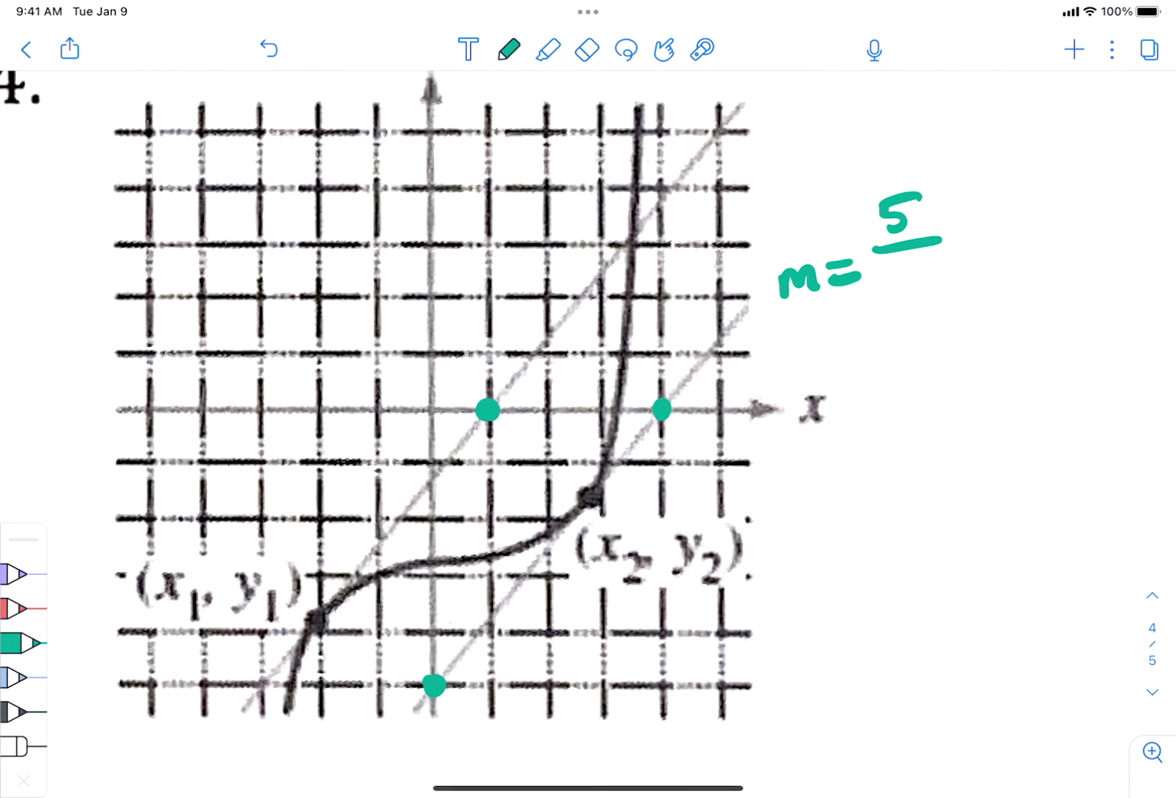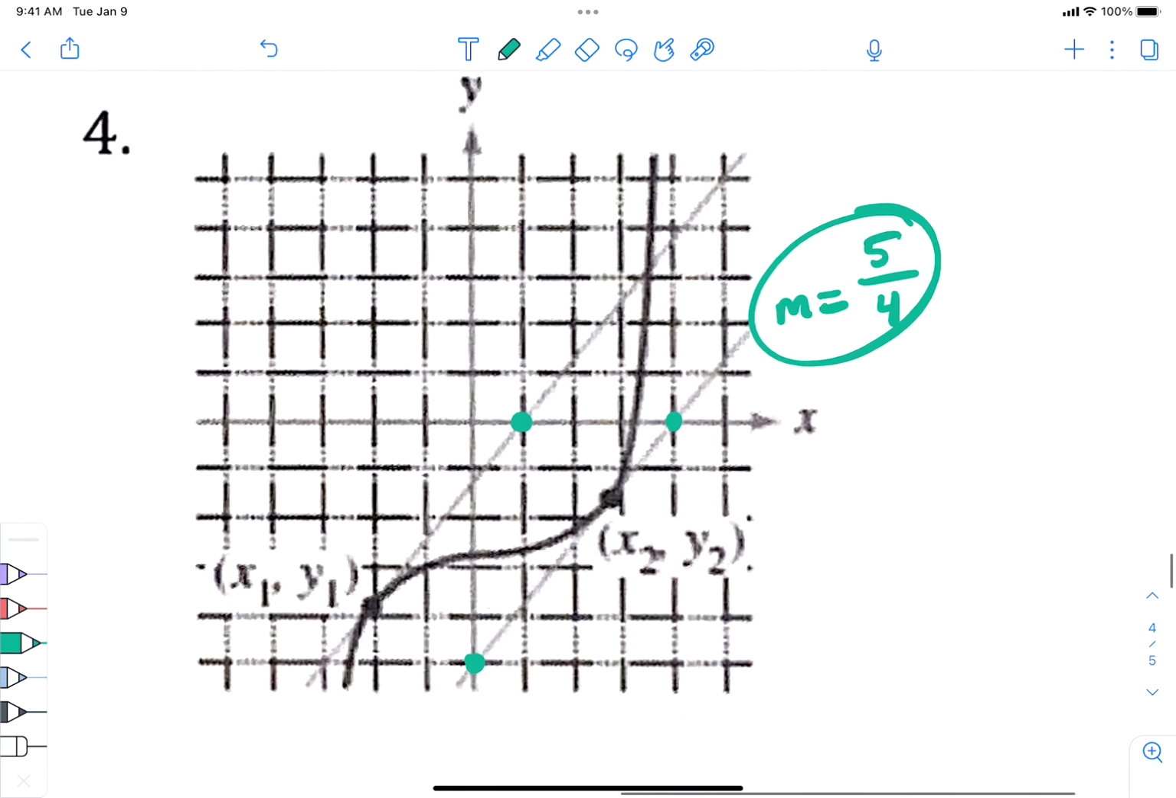5 over 1, 2, 3, 4. So both of those are going to have a derivative of 5/4 at both of those places. They have a derivative of 5/4 because the slope is 5/4. Make sense? Okay, now we've got 2 ugly ones.